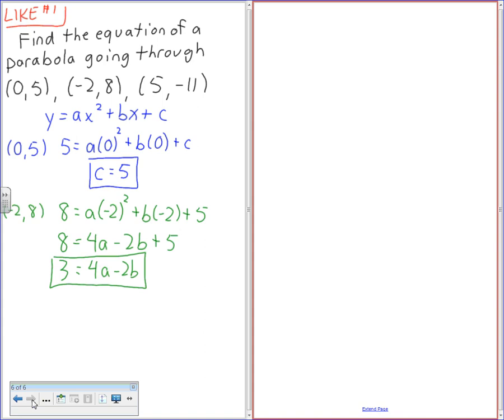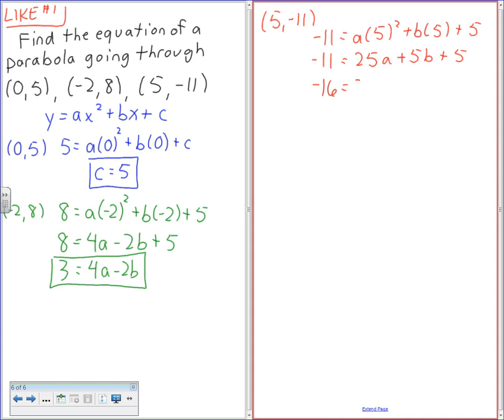Okay, can I have a third volunteer tell me the next step? Yeah, go ahead. Great. Okay, so we'll do 5 comma -11. We should hopefully get -11 equals a times 5 squared plus b times 5 plus 5. It changes to -11 equals 25a plus 5b plus 5. -16 equals 25a plus 5b.